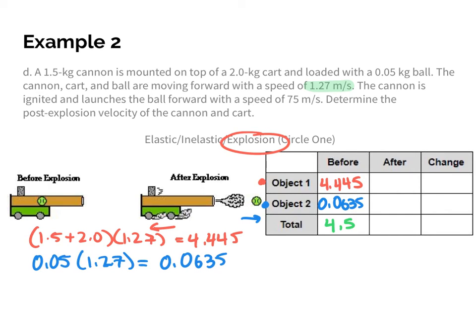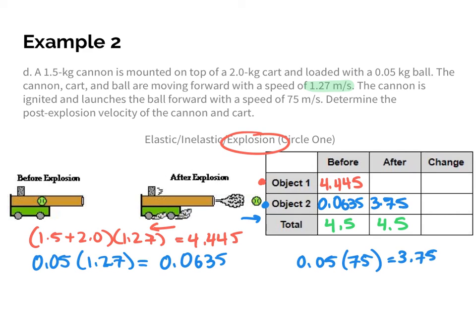And now with the explosion, that means the total afterwards is also going to be 4.5 because, again, momentum needs to be conserved. Now what happens after the explosion is that the tennis ball is going to be shot outward, and the tennis ball reaches a speed of 75 meters per second. And then we need to find the post-explosion speed of the cannon and the cart. So the tennis ball afterwards, again, is going to have that same mass of 0.05, but now it's moving at a speed of 75 meters per second. So that's a lot of speed. In terms of momentum, that's going to give me 3.75 for the tennis ball.